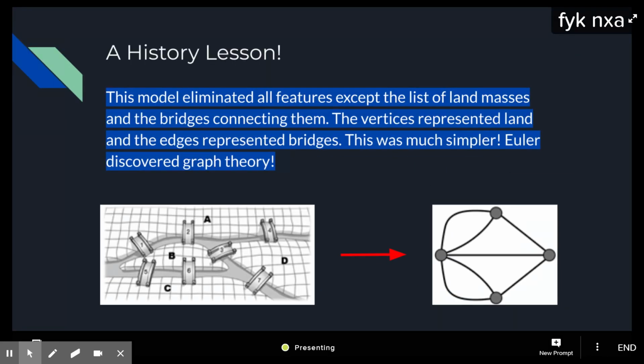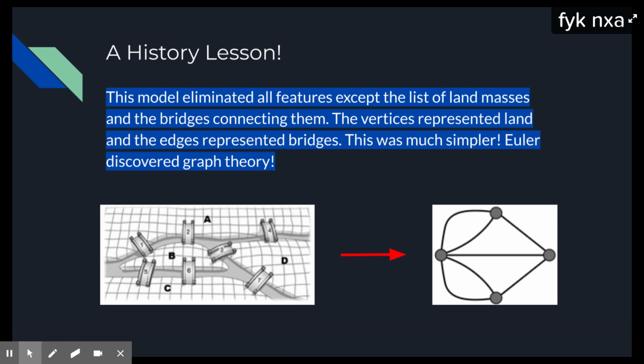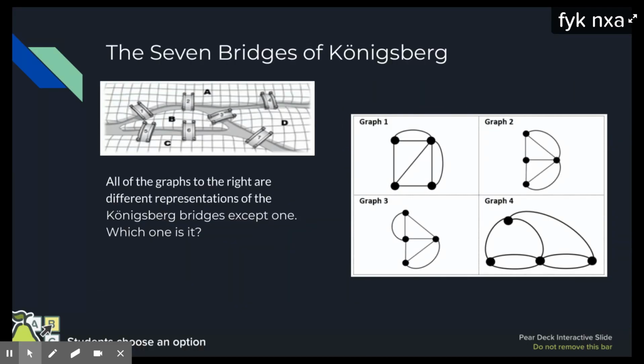So here's what I did. Here's a multiple choice question, and you don't have to put this one in the chat. Don't put this one in the chat. Put it on the screen. All of the graphs are different representations of those bridges except for one of them. Which one is the one that's not representative of those bridges and islands? 1, 2, 3, or 4. You can put the answer in the Pear Deck slides. Pick which one you think does not represent the bridges based on what we just talked about with that vertex B.